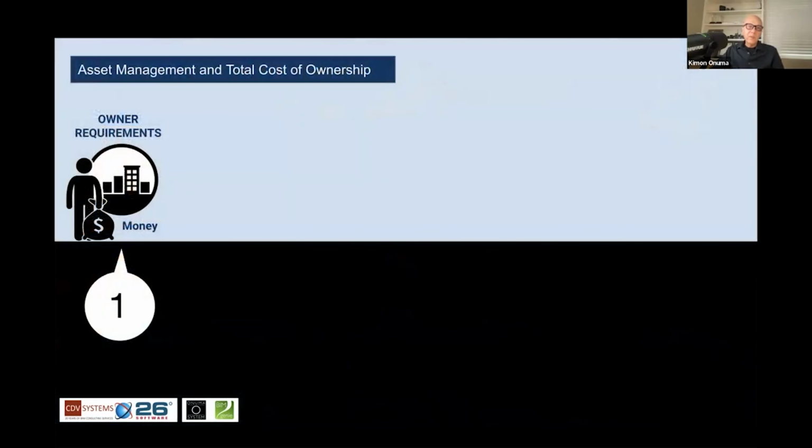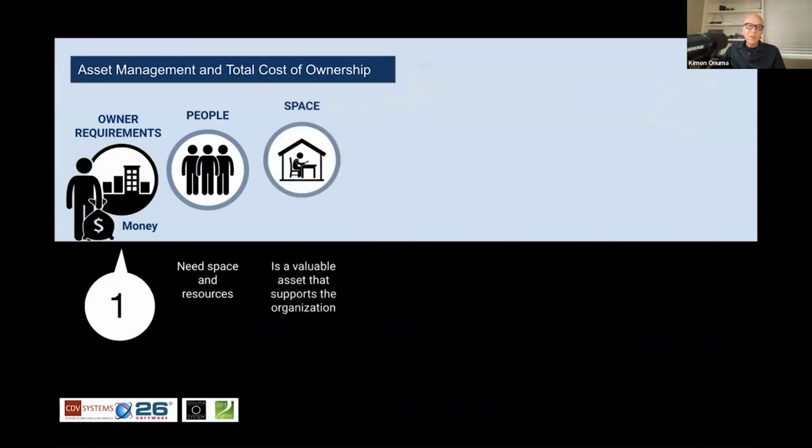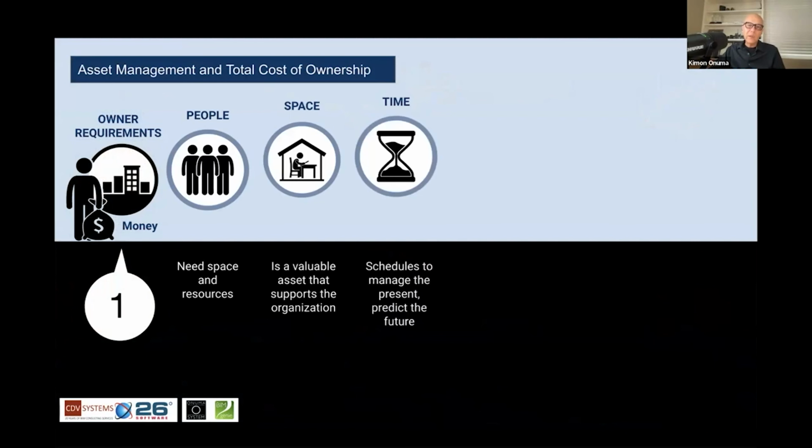So if we start from thinking in terms of asset management and total cost of ownership, the owners obviously have the finances and budget to build. They need space and resources for people. They need space as a valuable asset that supports the organization. It's that between the walls, what drives the functionality of the organization, whether it's a city or a college or even a single house for that matter.